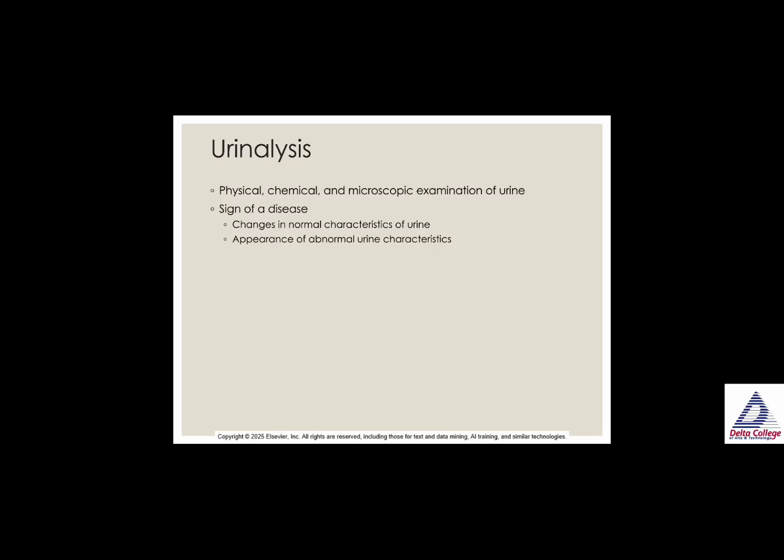Urinalysis, this is the physical, chemical, and microscopic examination of urine. It can show us a lot of different signs of disease, changes in the normal characteristics of urine, the appearance of abnormal urine characteristics. So urine should be a light pale yellow, should be clear, should not have a horrific odor. It does have a little ammonia odor. We shouldn't be seeing a lot of stuff floating in it. We should not see pink or red or blood in it. And we talk about a urinalysis, also abbreviated as a UA, a lot more in a future class.